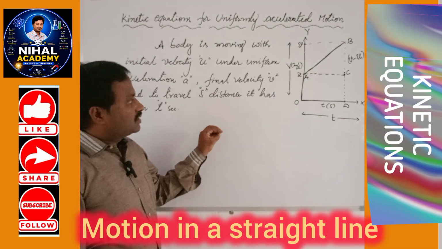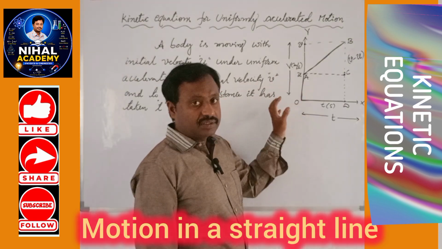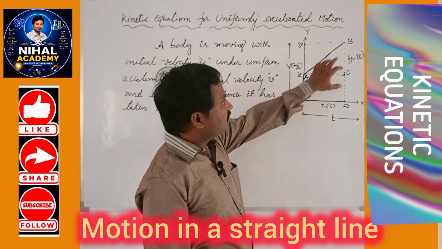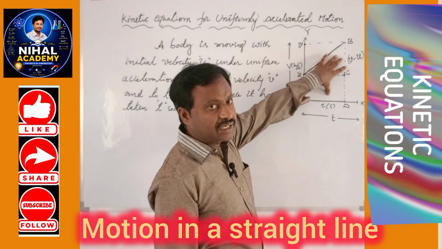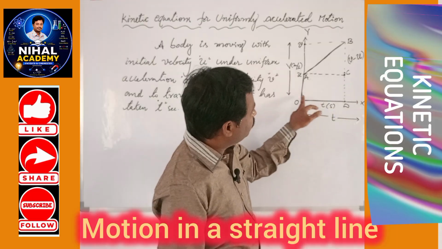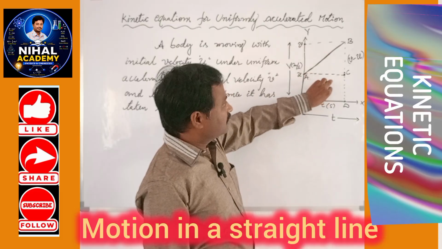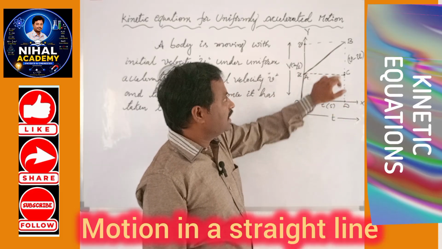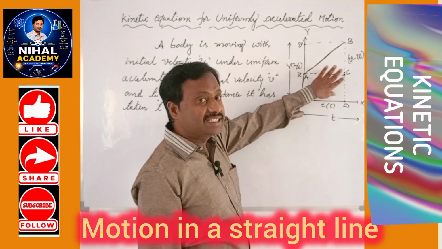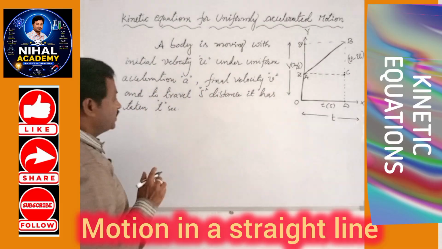We will try to derive the second equation of motion by using the graph. This is a VT graph. The slope of the VT graph gives acceleration, and the area of this graph, the total area, we have to calculate. Here this is the first part and the second part. This is in the shape of a rectangle and this is in the form of a triangle. So I have to calculate the area of OACD and the area of ABC. The total area gives the displacement of the body. So the area of the VT graph gives displacement.